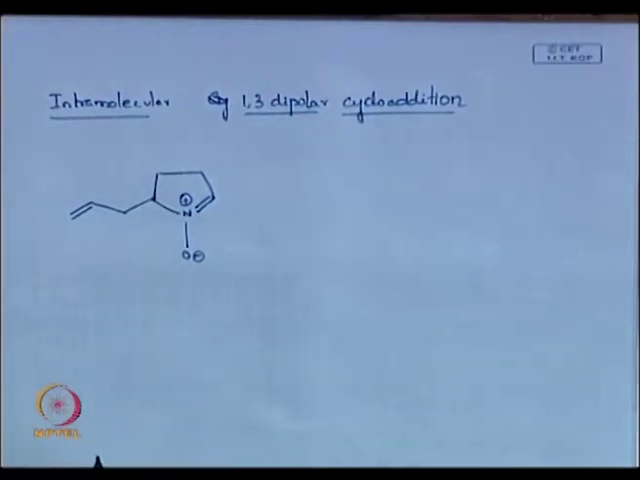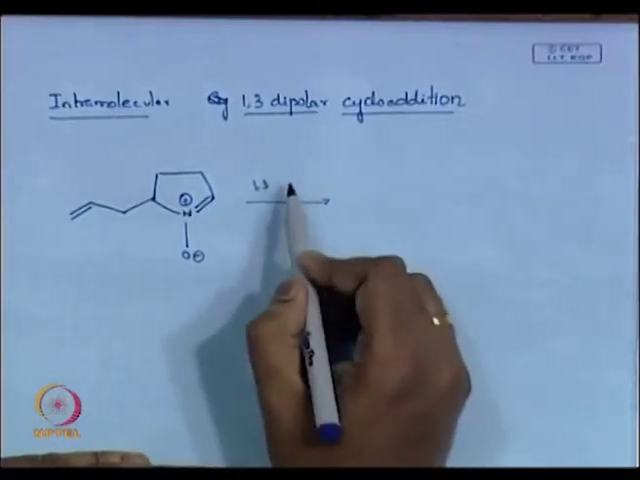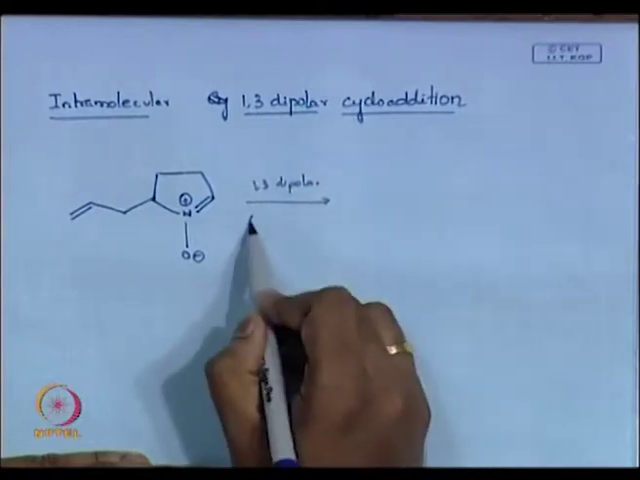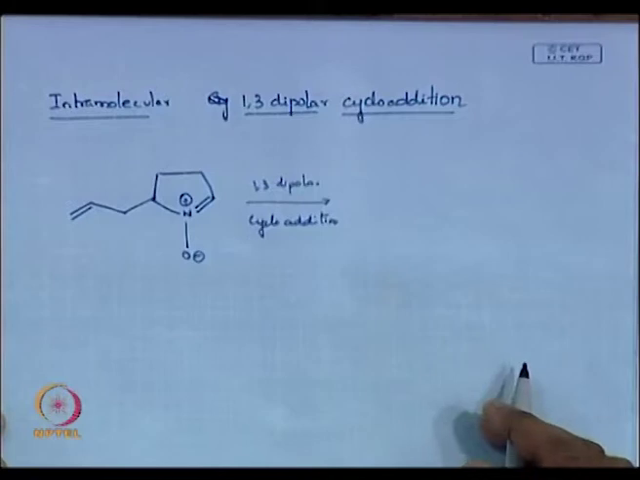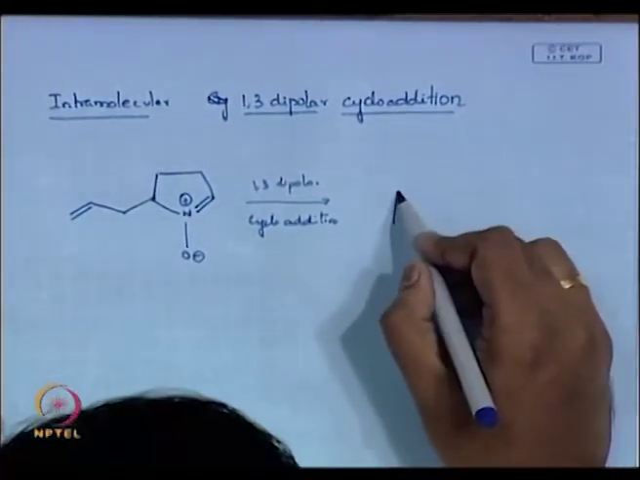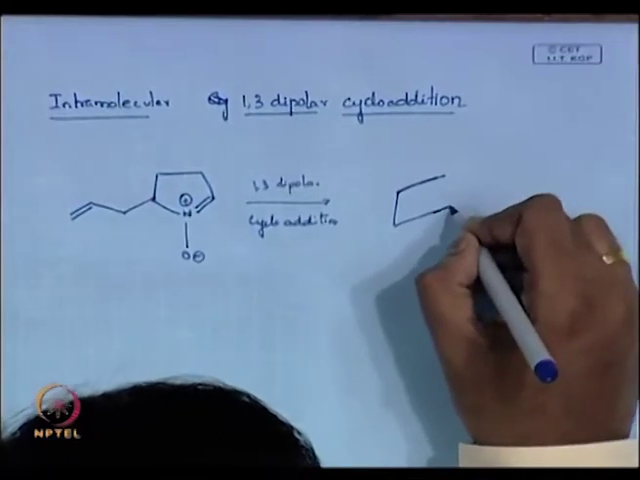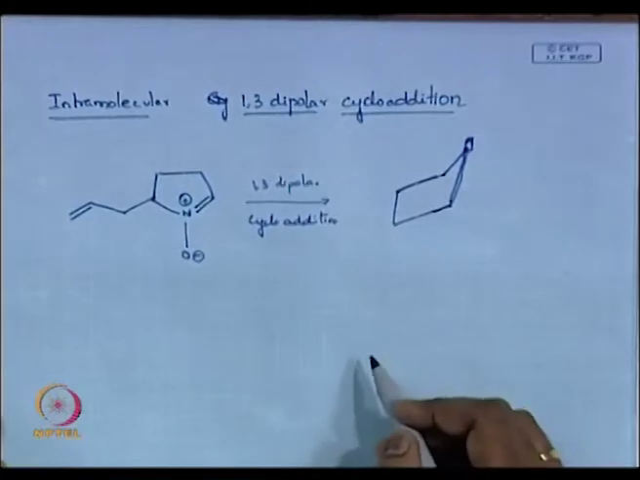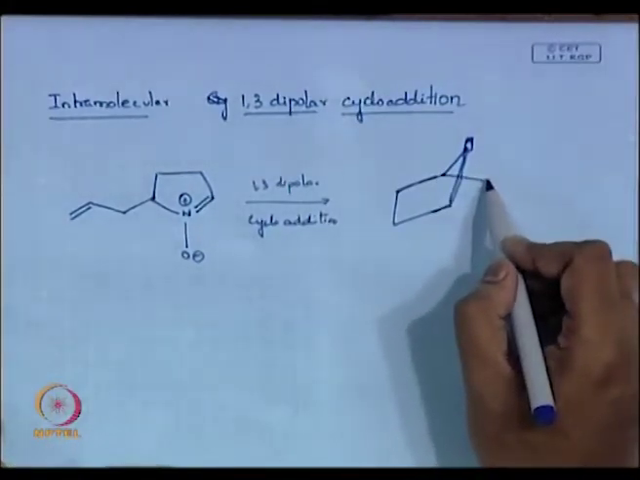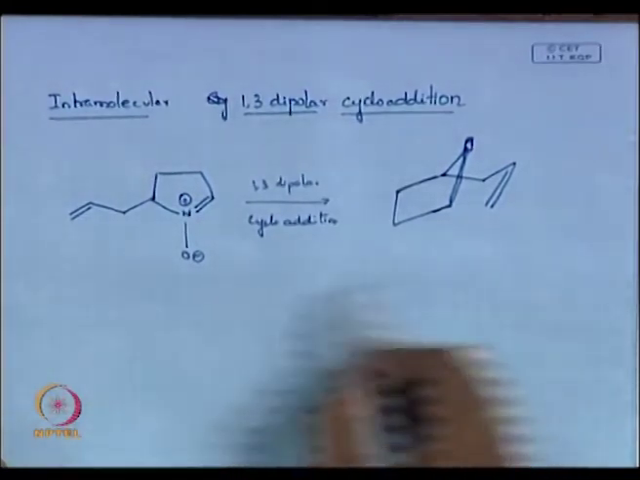So, a cyclic nitrone. Now, if I do it thermally activated, you end up with a 1,3 dipolar cycloaddition. How does it happen? If you want to visualize it in a better fashion, I can draw this. I have a nitrogen here, you have a double bond. Fine, you can draw this.